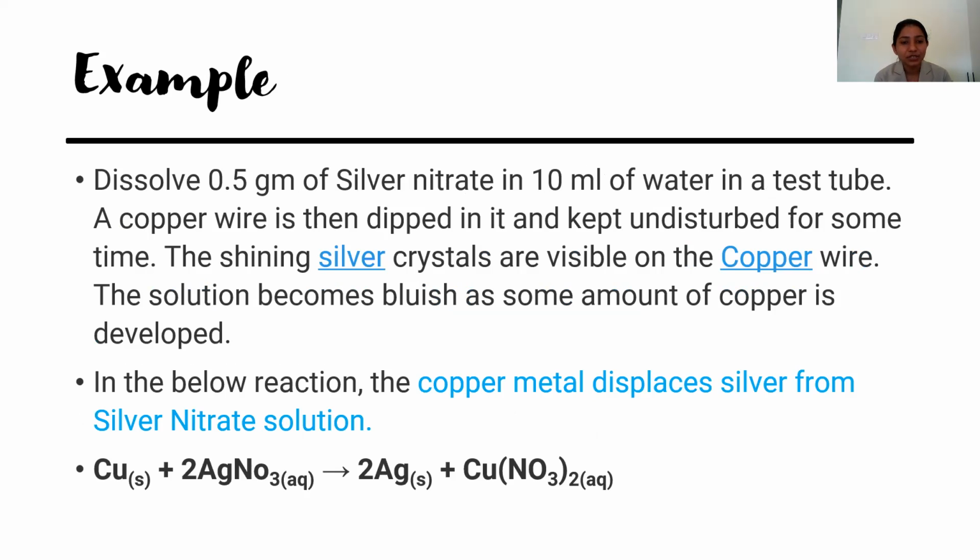And the chemical equation for the above reaction is Cu plus 2AgNO3 gives 2Ag plus Cu(NO3)2. So this is all about single displacement reactions. Now we can move to double displacement reactions.